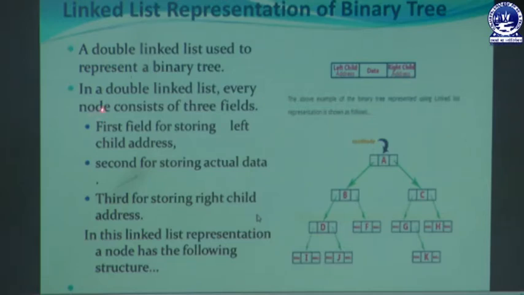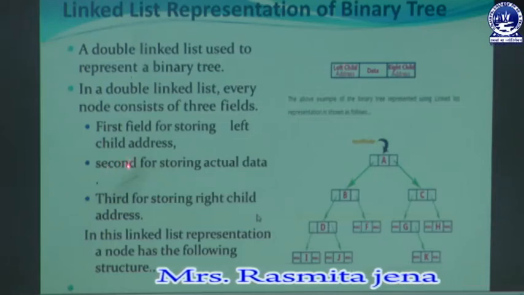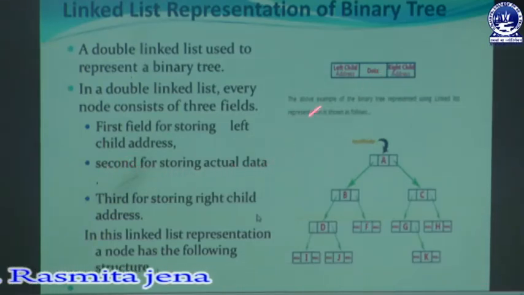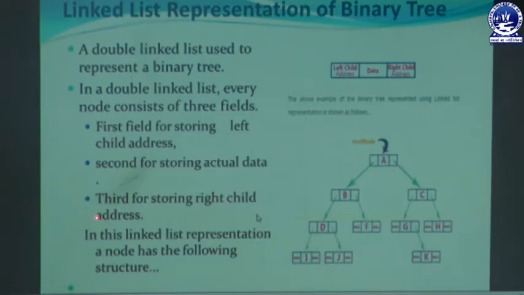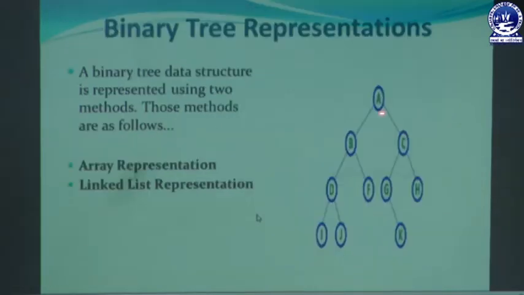So, in a doubly linked list every node contains three fields. The first field stores the left child address, in the second we store the actual data, and in the third we store the right child address. So, this is our binary tree. In linked representation, the data part will contain A, and the link or address of the left subtree will be stored at the first location of the node and the right at the last location.